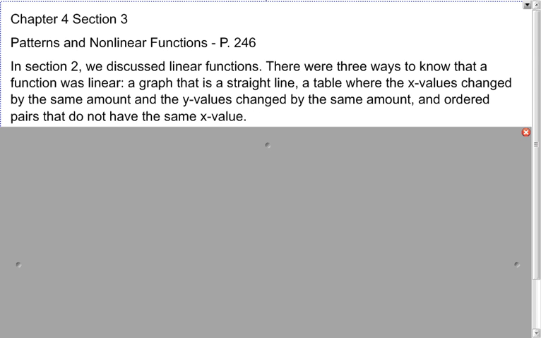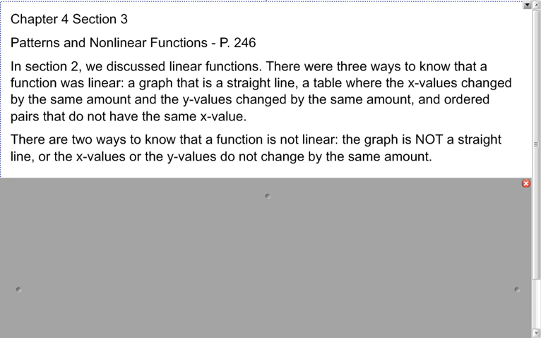In section 2 there were 3 ways to know if a function was linear or not. A function is linear if the graph is a straight line, if the table has x values that change by the same amount and y values that change by the same amount, that makes it linear. And if you have ordered pairs that don't have the same x value. All 3 of those tell you that you have a linear function.